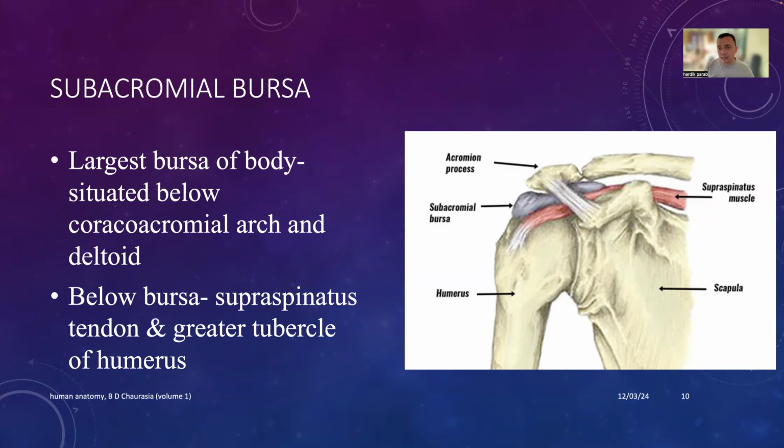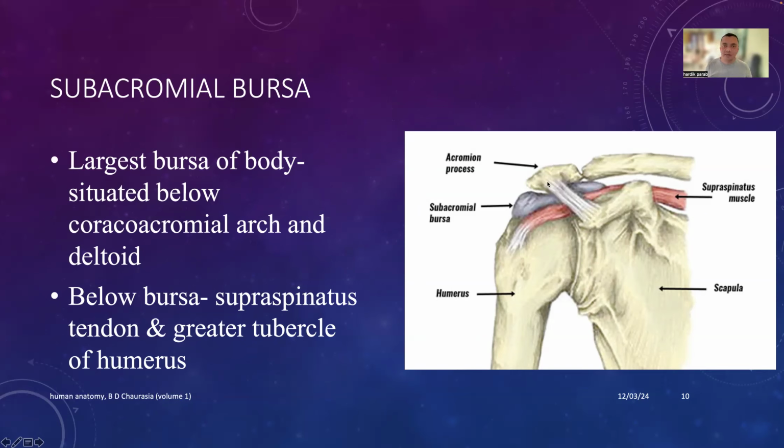Now, how is this bursa present? We can see in the diagram the subacromial bursa, which is just present below the acromion process. And here there is a coracoacromial arch. The arch is connecting the coracoid process and the acromion process. So below this arch, you have this bursa.